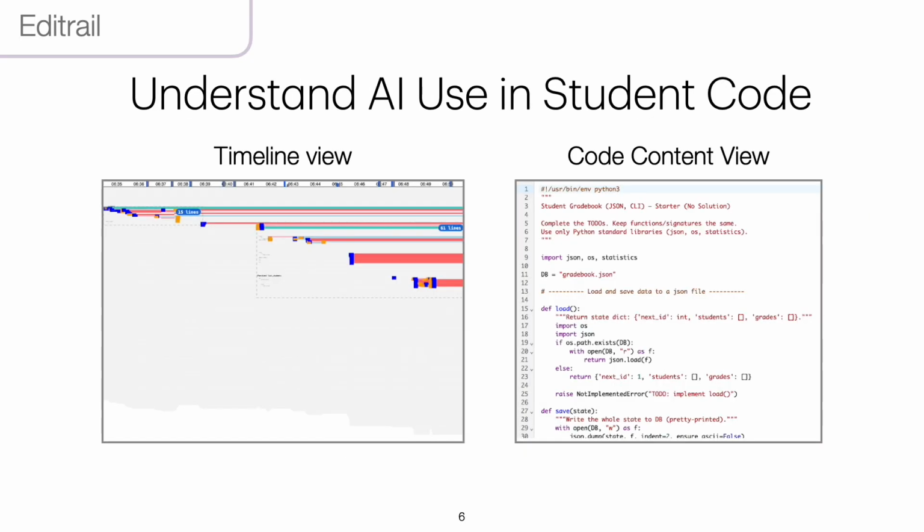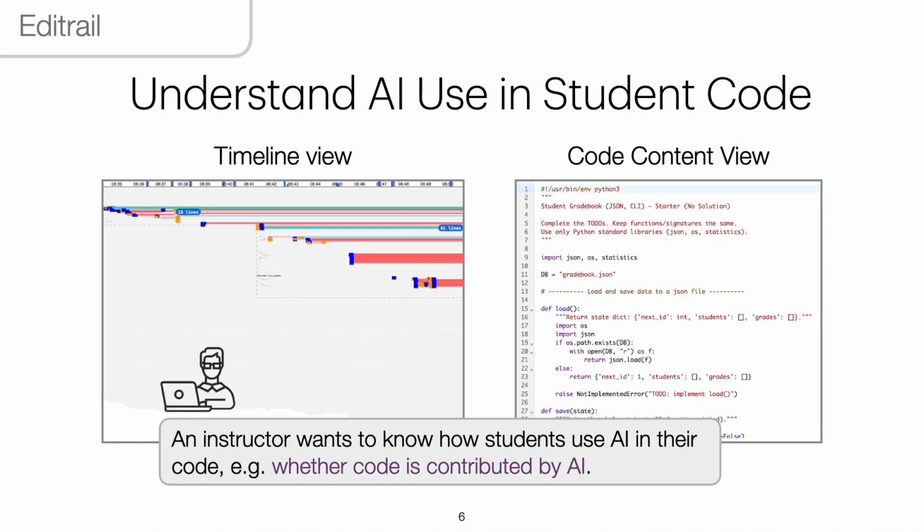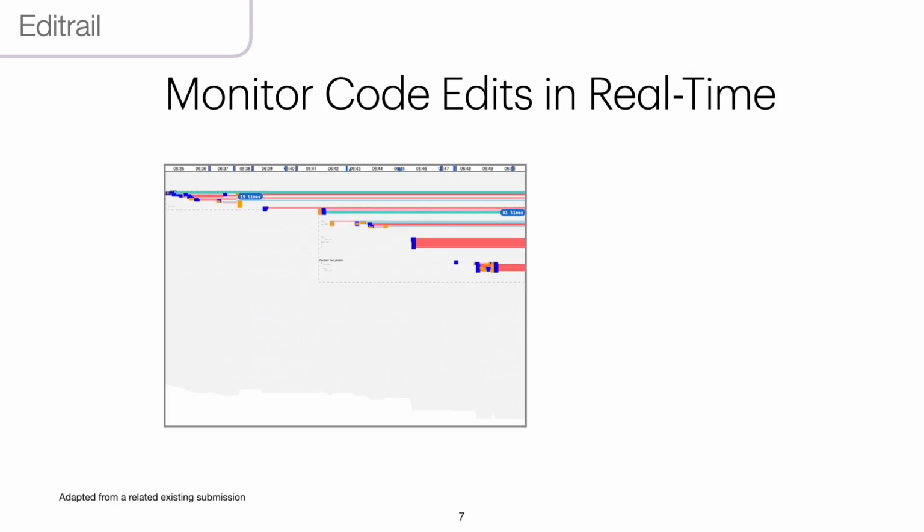We introduced Editrail, a system that visualizes students' AI use in code edits, allowing instructors to monitor AI use and provide feedback. Editrail has two views, a timeline view and a code content view. Instructors can use Editrail to know how students use AI in their code and answer questions such as whether code is contributed by AI. The timeline view shows students' code edits in real time.